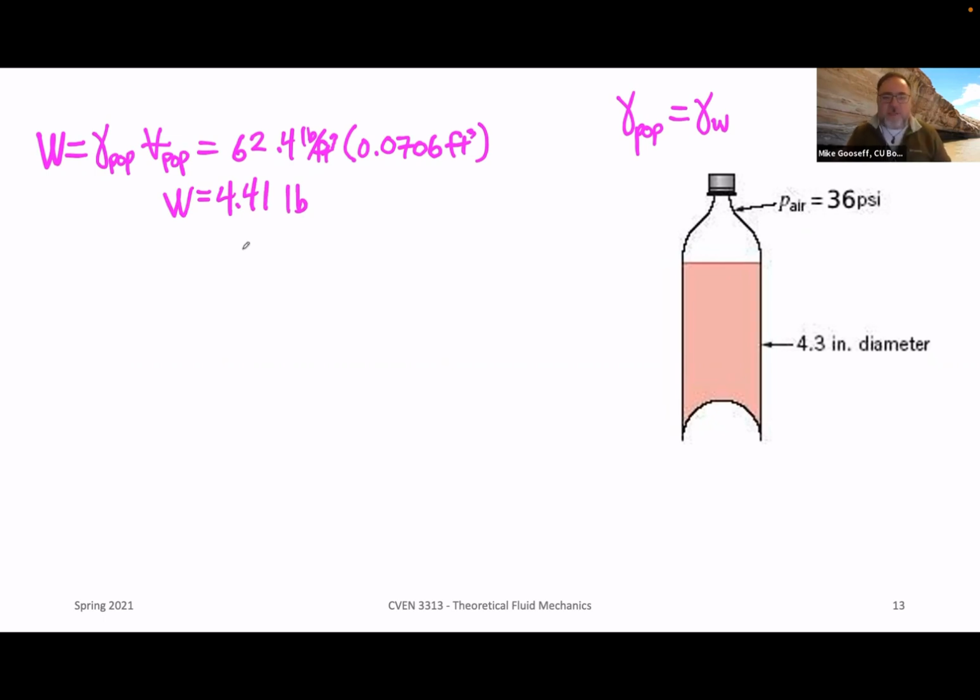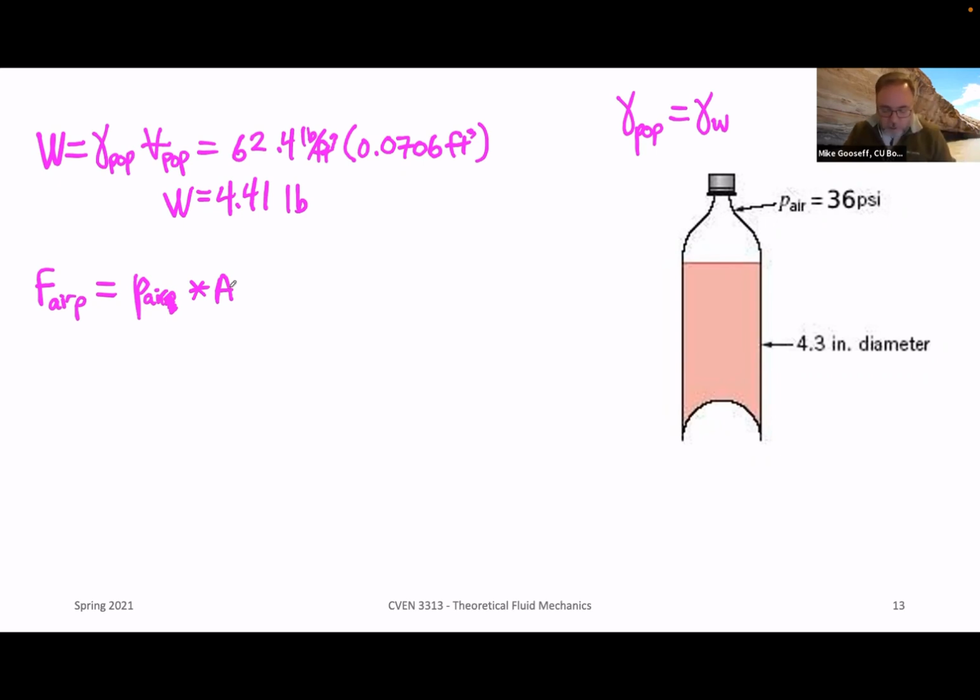If it costs $1 a pound, you'd be paying $4.41 for a 2-liter bottle, just FYI. Now we need to figure out the force of this air pressure, which is also acting downwards. That's going to be equal to the air pressure inside, P air, multiplied by the cross-sectional area of the circular part of the bottle.